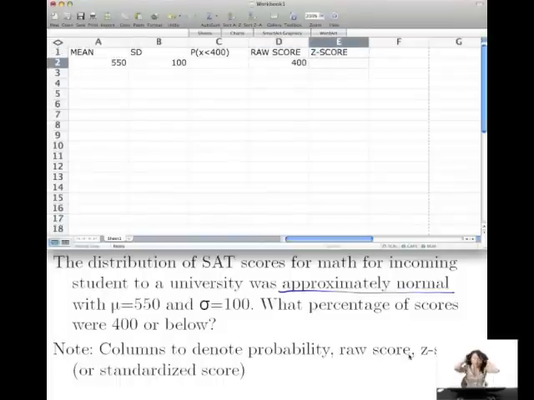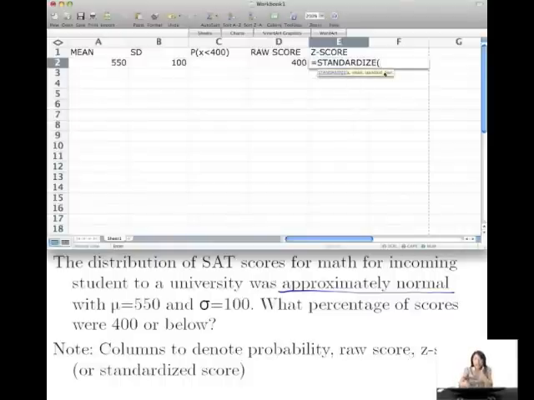And my z-score, what is my z-score? Now, I can just do this in my head, and so can you. It's just the distance, 150 divided by 100, and it's on the negative side, so it's -1.5. But just to practice using Excel, let's use our STANDARDIZE function. So STANDARDIZE.